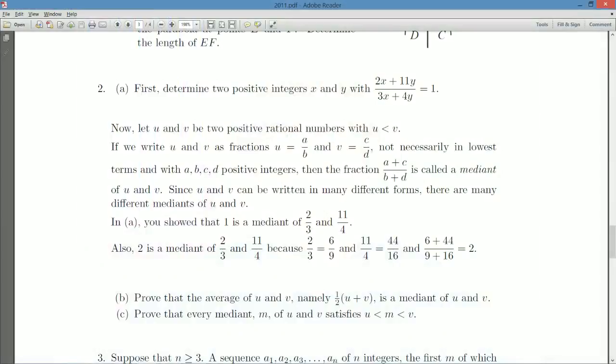So, A part. First, determine two positive integers x and y with (2x + 11y)/(3x + 4y) equal to 1. So I notice we have an A part and a whole bunch of preamble before B and C. So I'm guessing that the way this is structured, A is going to be very important motivation for what's going to come in the middle. I could read what's in the middle, and it's usually a good idea to actually read the whole question, but I like to do these videos piece by piece, so we're just going to do A part right now.